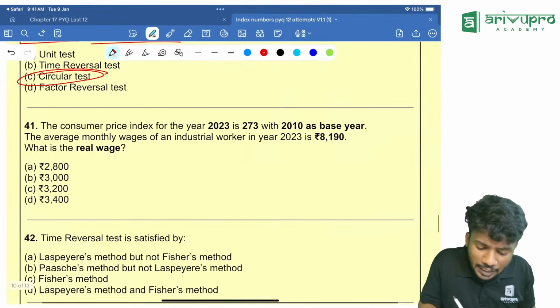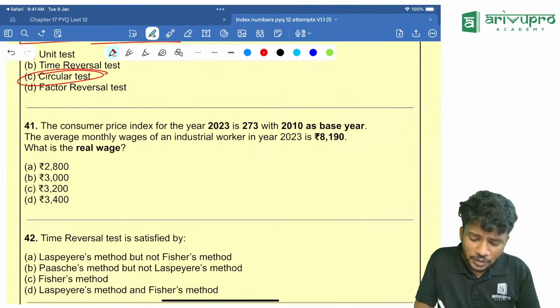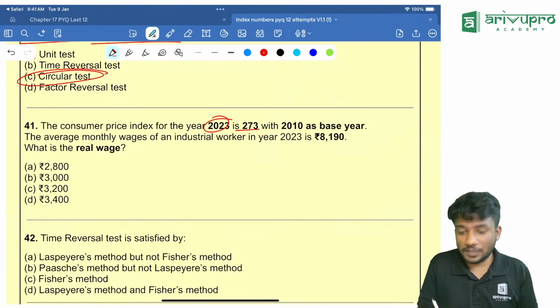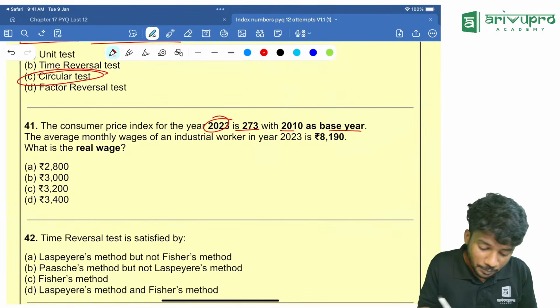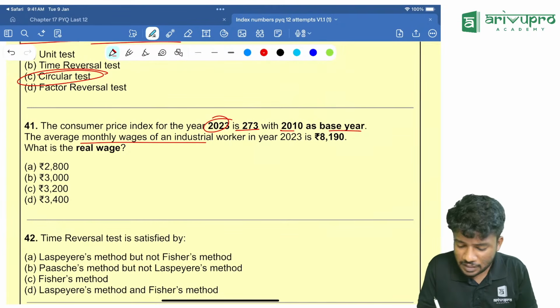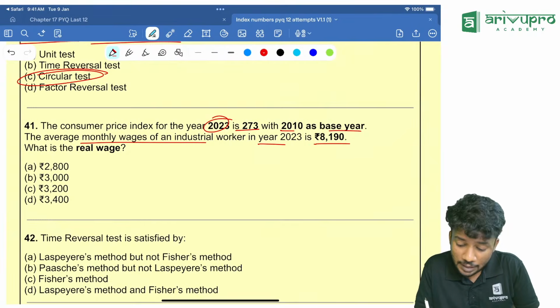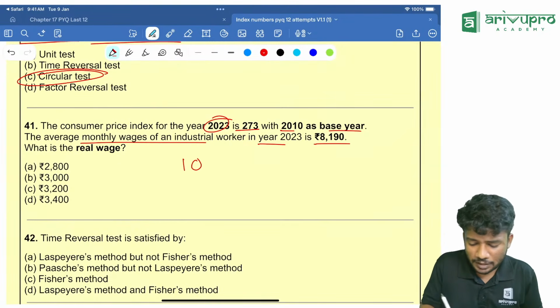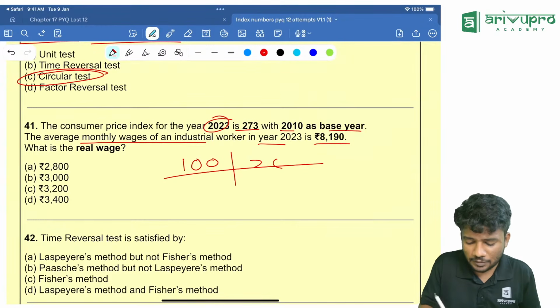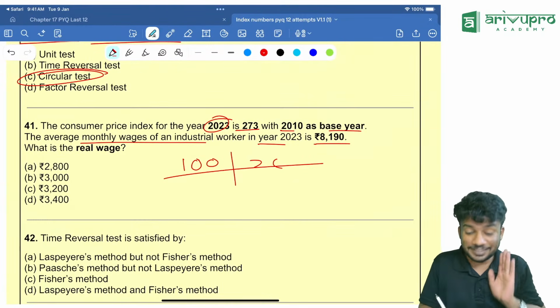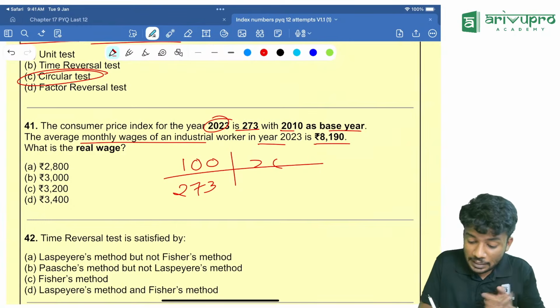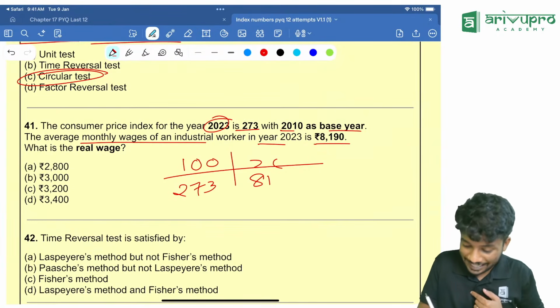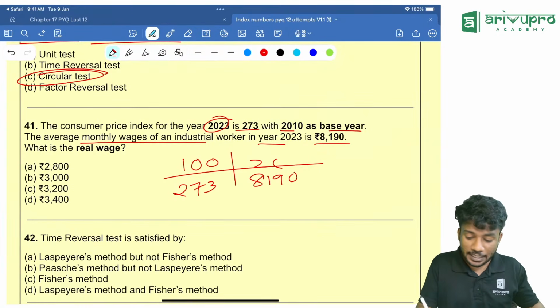Next one. The consumer price index for the year 2023 is 273, with 2010 as the base year. The average monthly wage of an industrial worker in the year 2023 is 8190. Find the real wage is the question. Very easy to find. You write it as 100, then next, then divided. This is a shortcut, a very logical method. 273. Then how much is the price? 8190. Cross multiply and find the value of x.